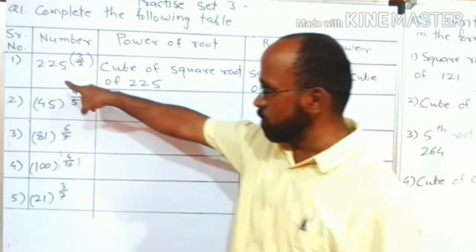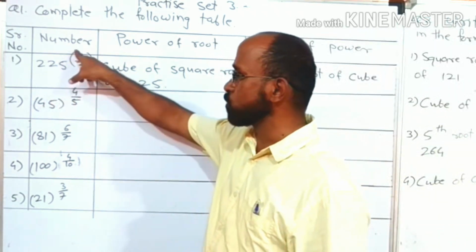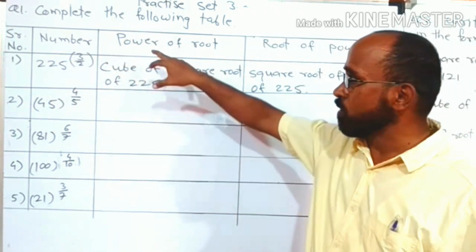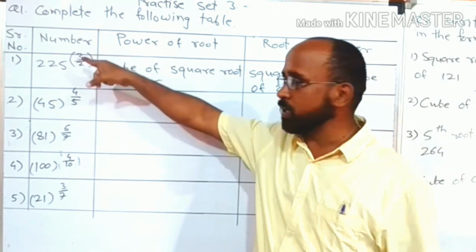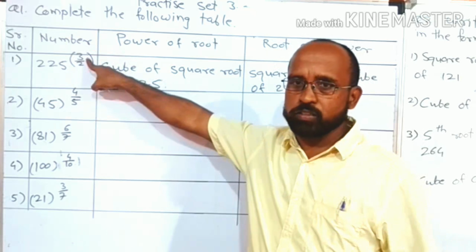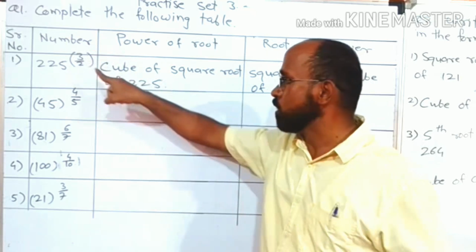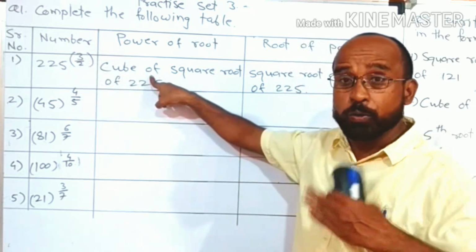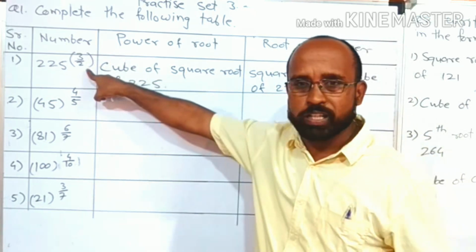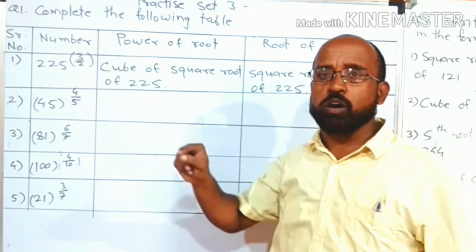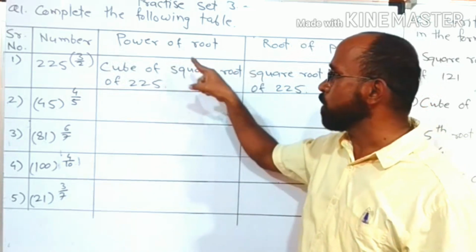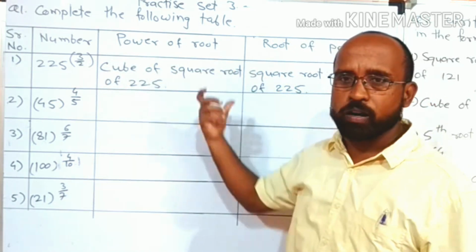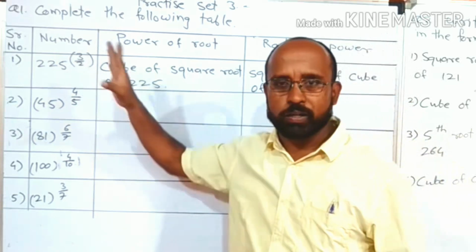Let us see. First example, 225 raised to 3 upon 2. We have to write power of root. In this, which is the power? Numerator 3. Third power, which is normally denoted as cube. So cube of root. What is the root? Root is 2, and 2 is normally denoted as square. So square root. Cube of square root of. What is the base? Base is 225.